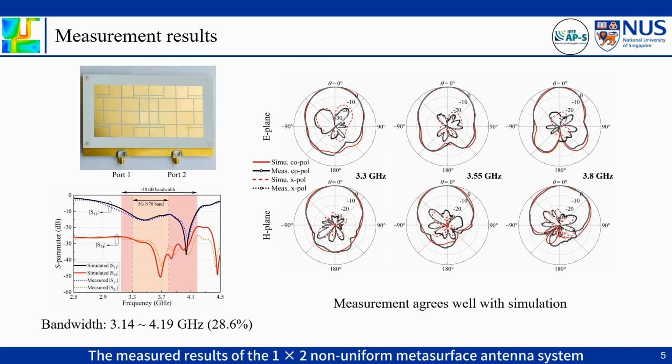The measured results of the 1x2 non-uniform metasurface antenna system show that the mutual coupling remains below -25 dB, across the -10 dB impedance matching bandwidth of 28.6%. In addition, the measured active element patterns exhibit good radiation pattern isolation in terms of broadside radiation.